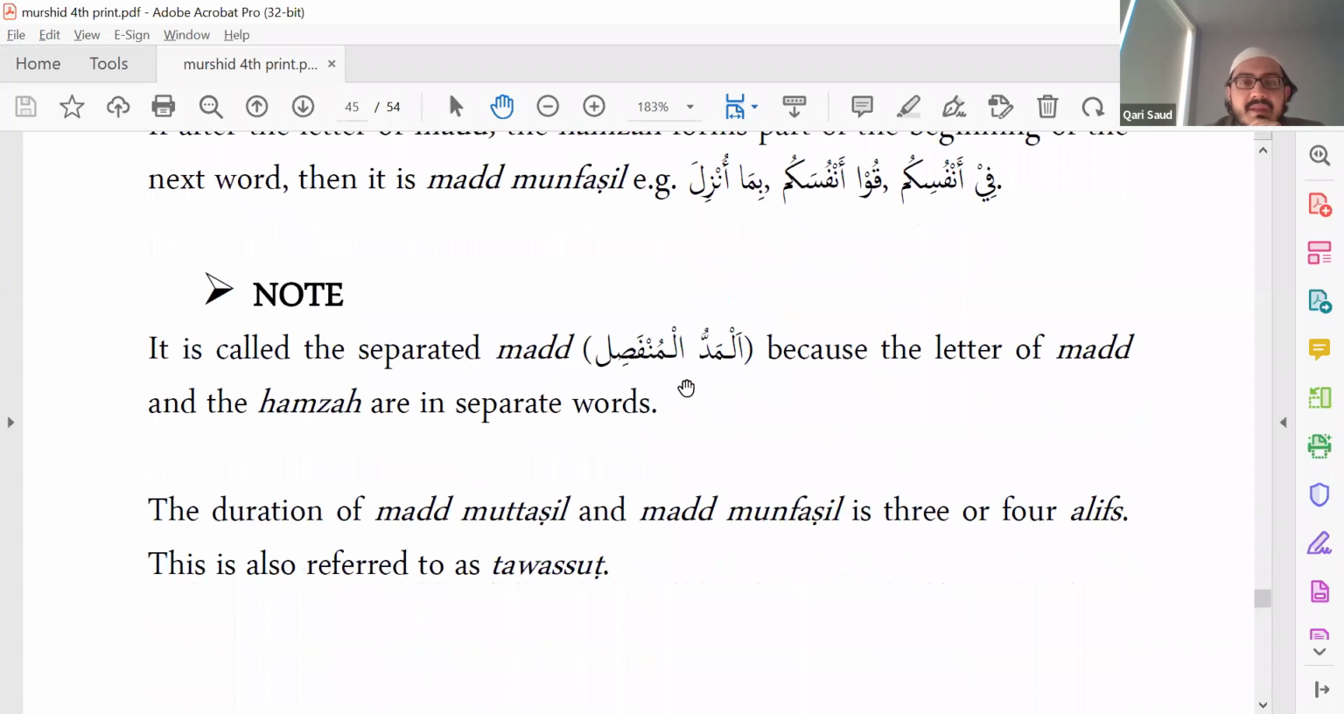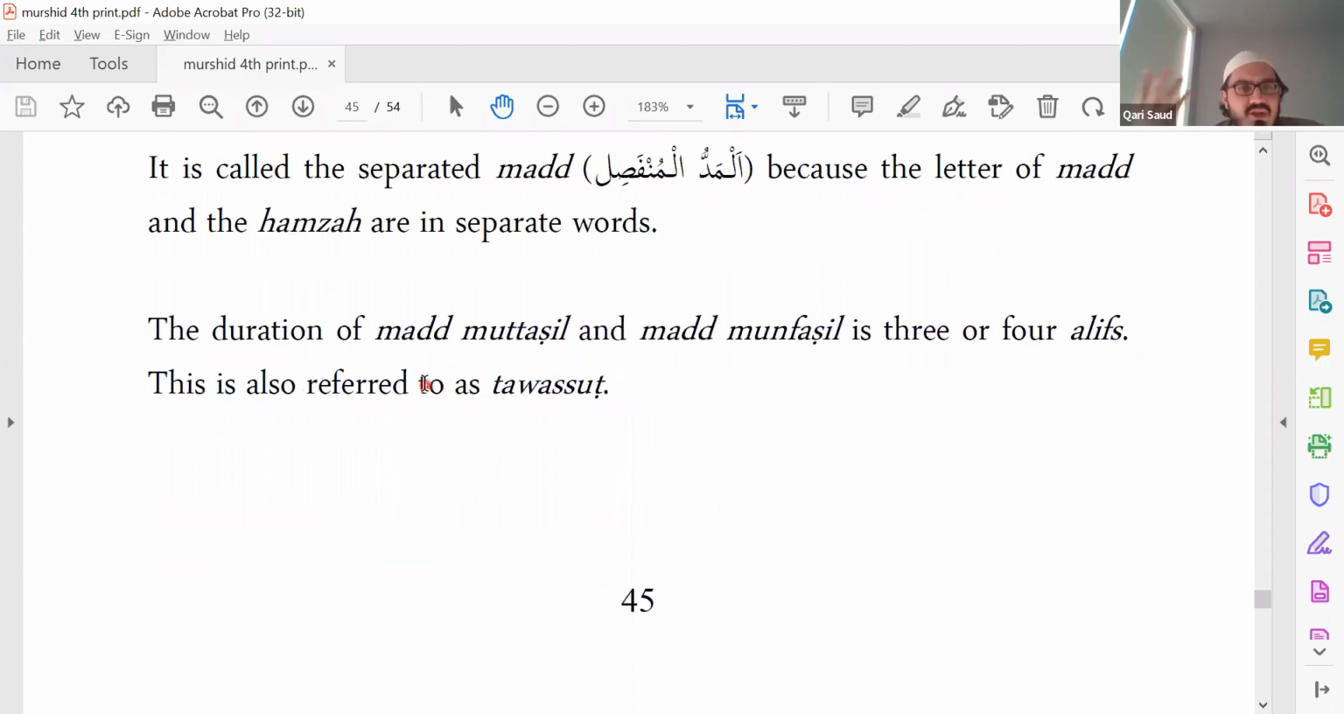So it is called the separated mad, al-madd al-munfasil, right? If we were to see, is there any rule here? There is munfasil, followed by a fa, just like anfusikum. But obviously, when we're speaking normally, we don't do that, right? It is called the separated mad because the letter of mad and the hamza are in two separate words. So bima, one word, unzila, second word; hu, one word, anfusakum, another word; fi, one word, anfusikum, another word. Now, what's the duration? Remember the duration of mad tabi'i or mad asli or qasr? It was one alif. What is the duration of mad muttasil or munfasil?